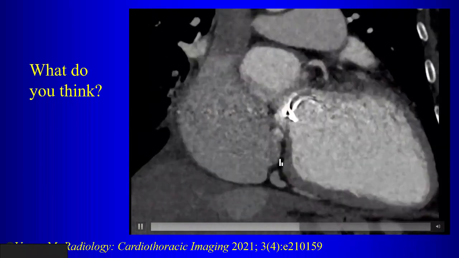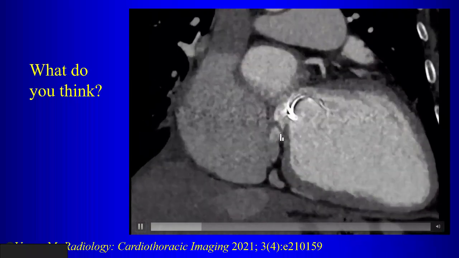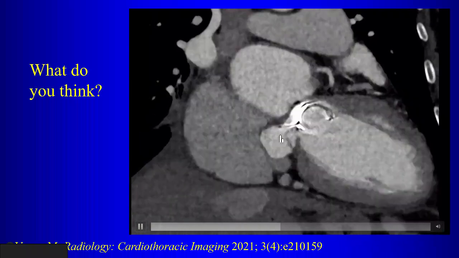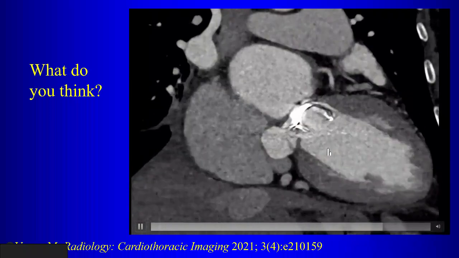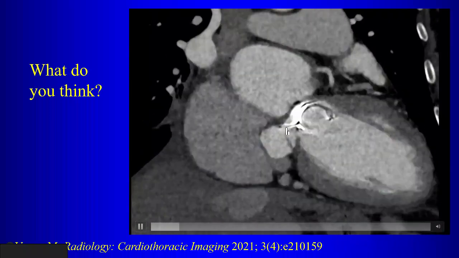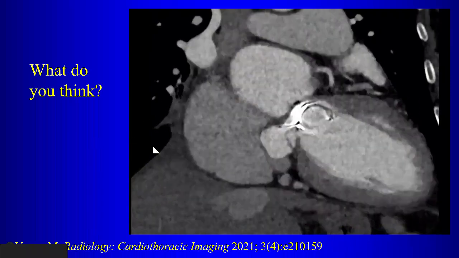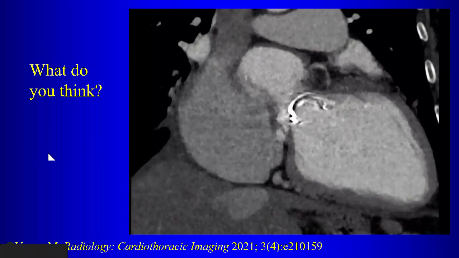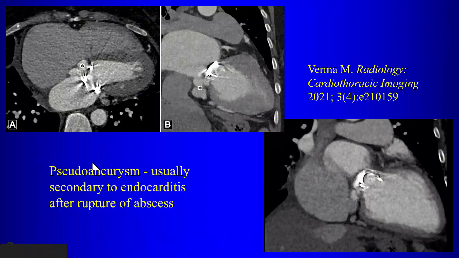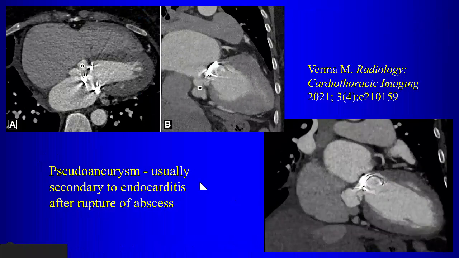So you have an abscess collection from endocarditis that can occur along the fibrous portions of the insertion of the valve, and then if that breaks through the wall and communicates with the blood pool, now you get contrast in there, and you have a pseudoaneurysm, okay? So that's usually the mechanism of formation of these pseudoaneurysms that can occur around valve replacements as a complication of abscess. It's a pseudoaneurysm, usually secondary to endocarditis after rupture of an abscess.